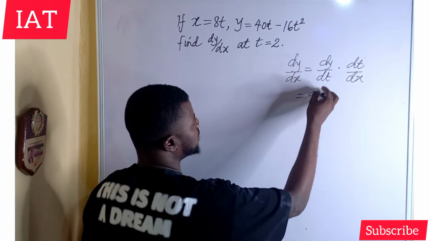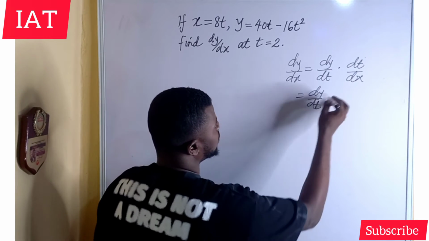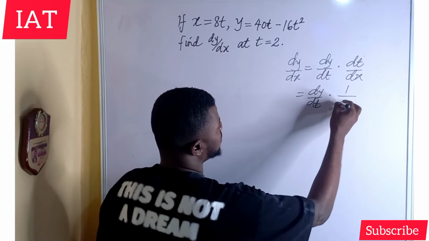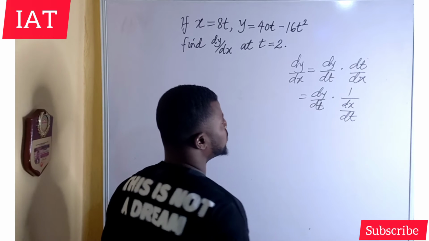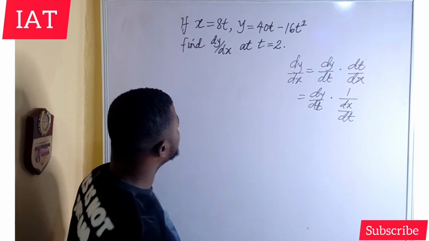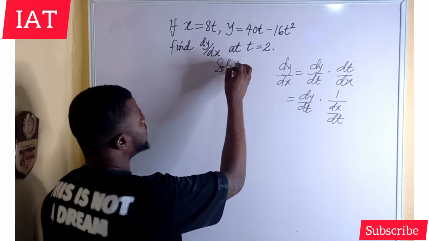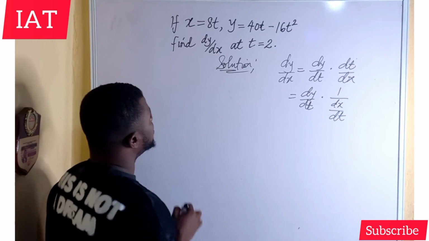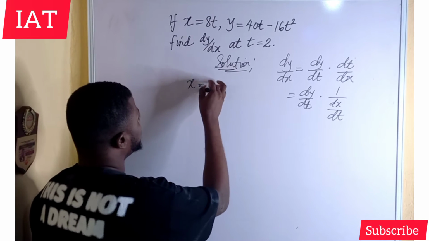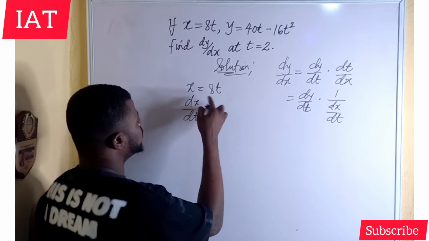Or in some cases, you can just say dy over dx is dy over dt dot 1 over dx over dt. So either way, it's still okay. So what do we do at this point? We have x, and the value assigned to x is 8t. So when x is equal to 8t, by the time you differentiate x with respect to t, the result you have is just 8.